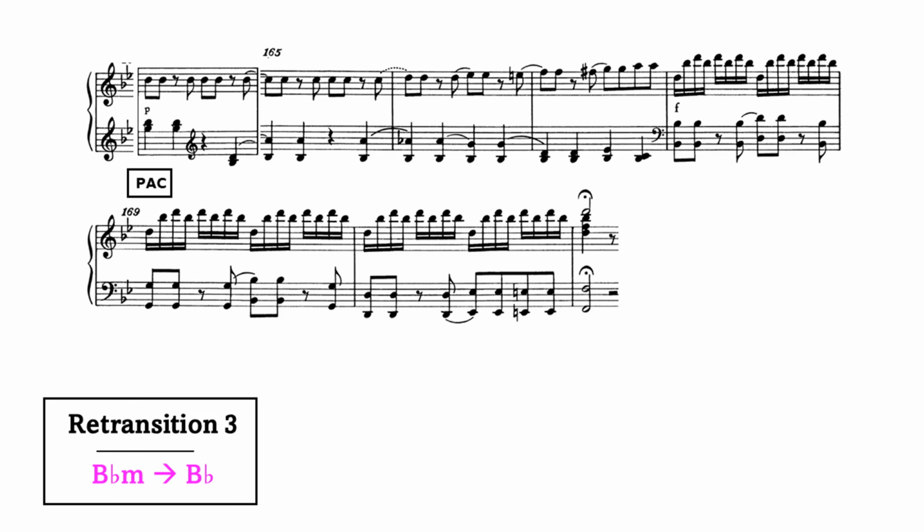A final point of interest in this movement is the nature of the third retransition after the first episode's recapitulation, which behaves exactly as expected from a concerto form ending ritornello, leading the music to a cadential 6/4 suspension, after which the soloist improvises a cadenza.